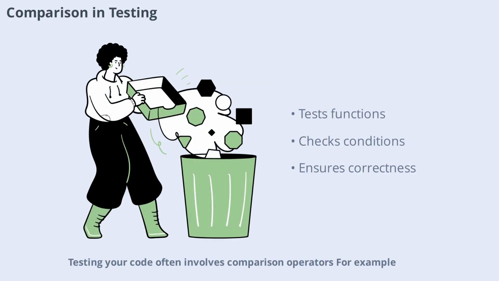Testing your code often involves comparison operators. For example, you might check if a function returns the expected value or if a condition is met. This helps you make sure your code works correctly.